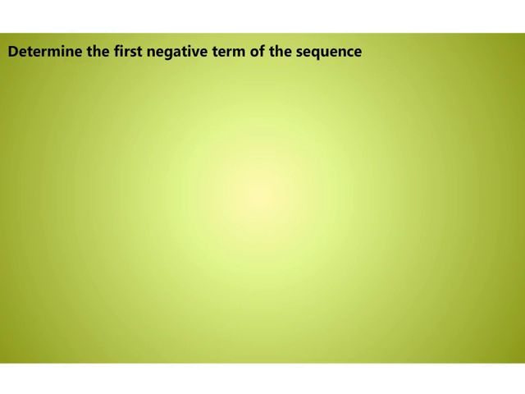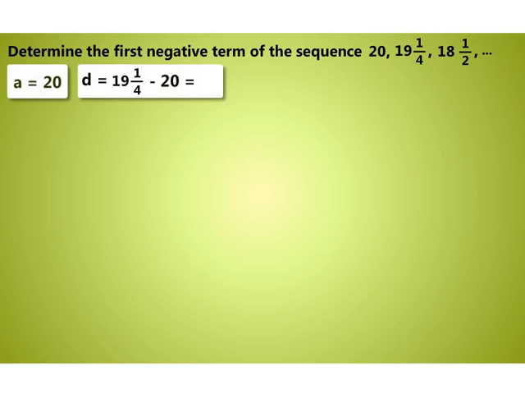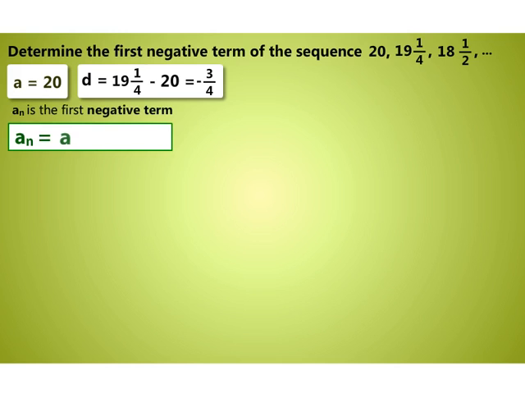Determine the first negative term of the sequence. For the given AP, 20, 19 1/4, 18 1/2, a is equal to 20. d is equal to 19 1/4 minus 20, that is equal to minus 3/4. Let us assume that An is the first negative term. We know An = a + (n minus 1)d. Substituting the known values, we get An is equal to 20 + (n minus 1) into minus 3/4. That is equal to (80 minus 3n + 3)/4.